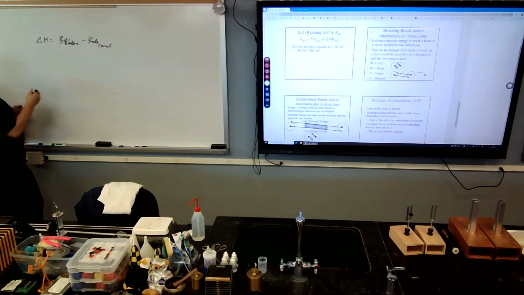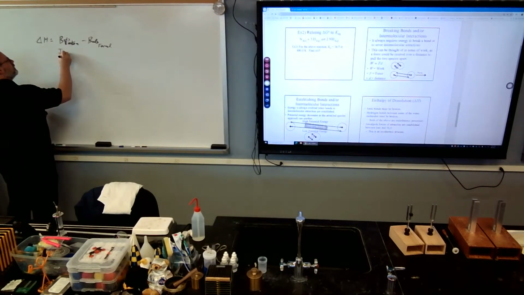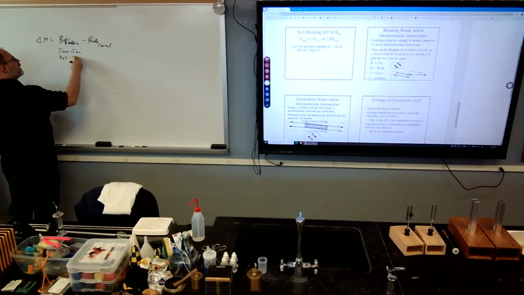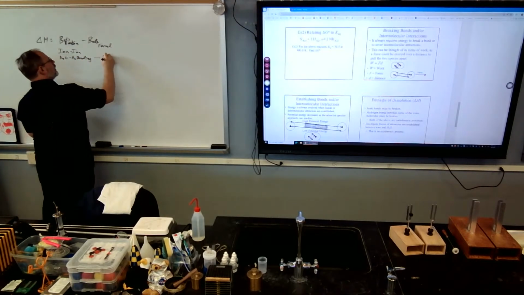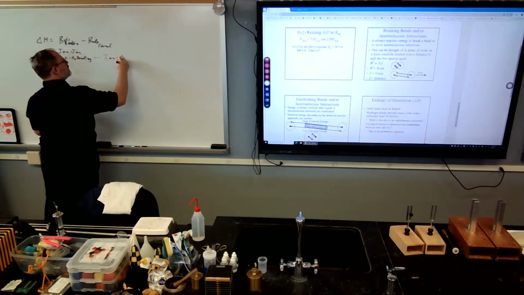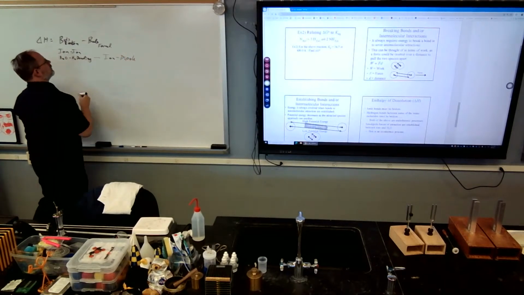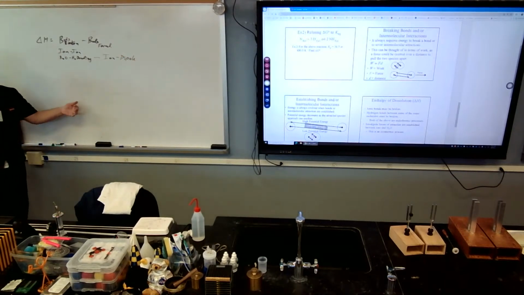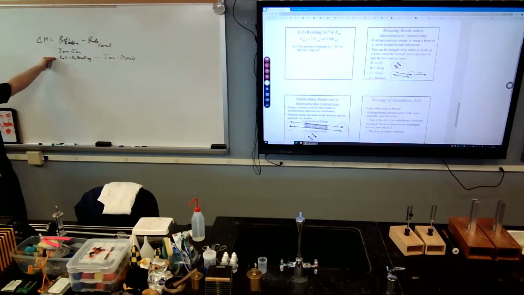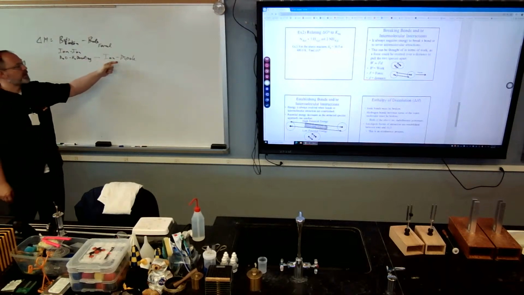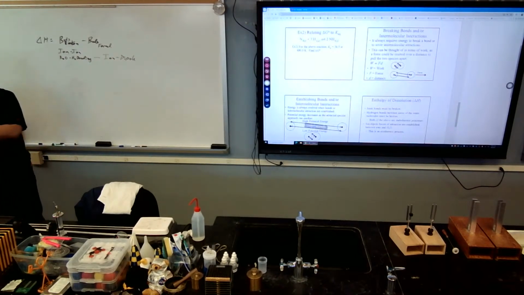So, break ion-ion. Break water H2O hydrogen bonding. Form ion-dipole. In order to dissolve something, you need to break the ion-ion bond, you need to break the hydrogen bonding, then you need to form the ion-dipole bond. So far so good?